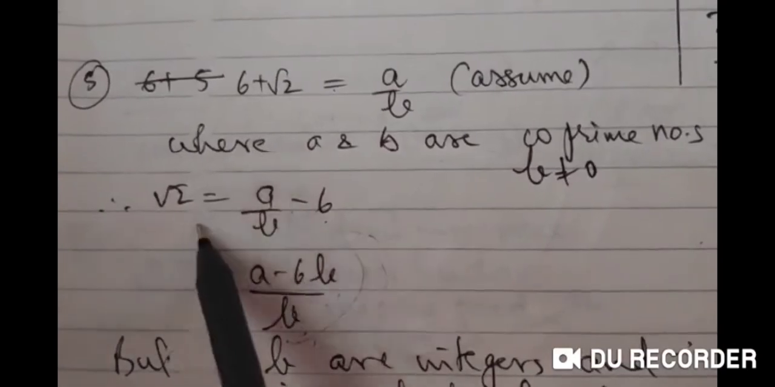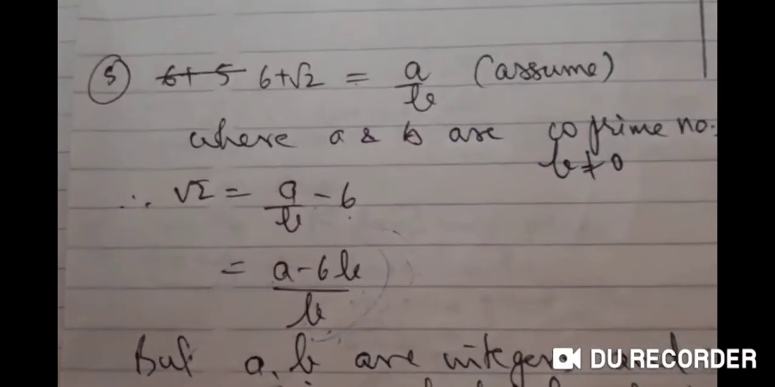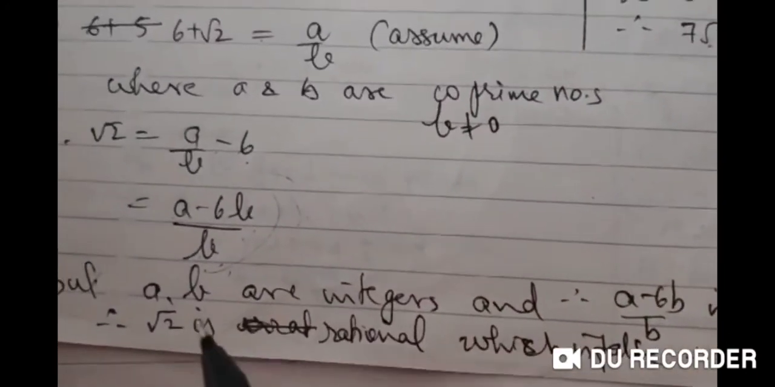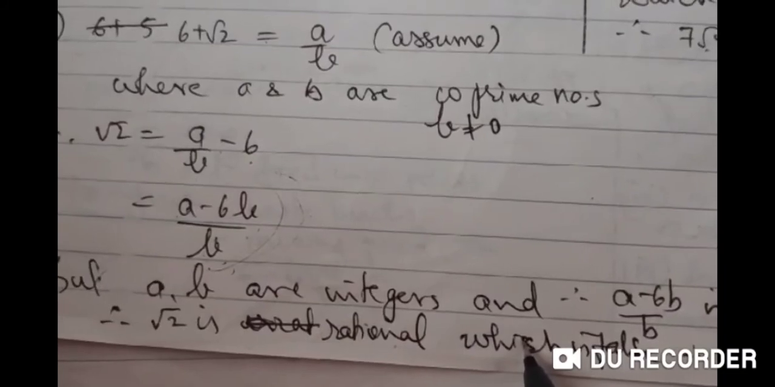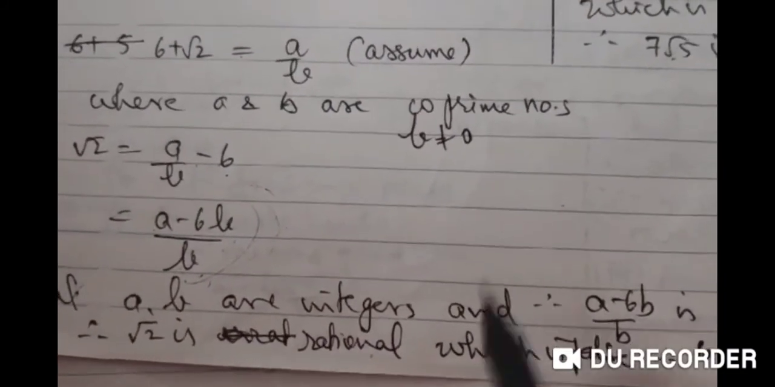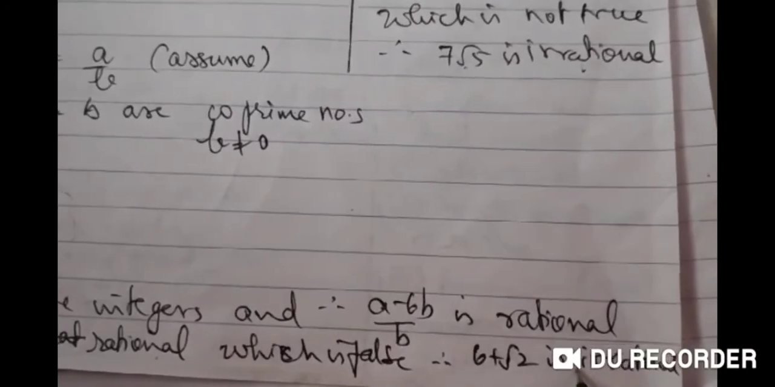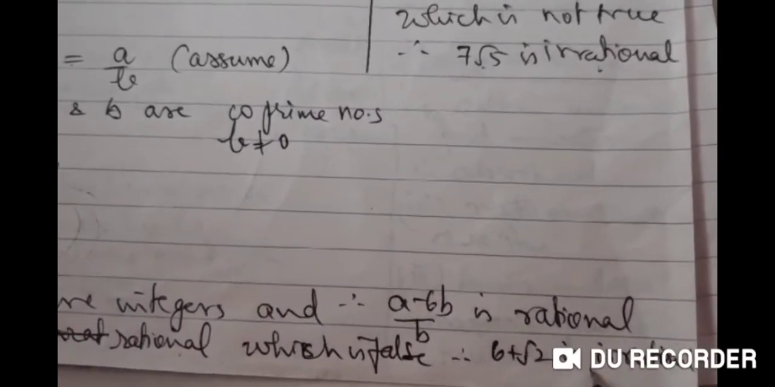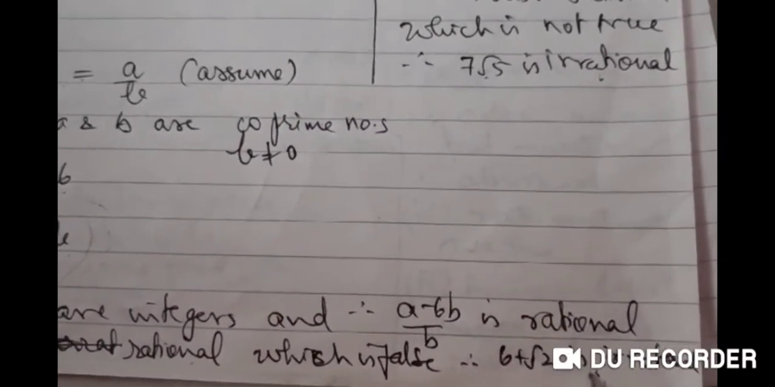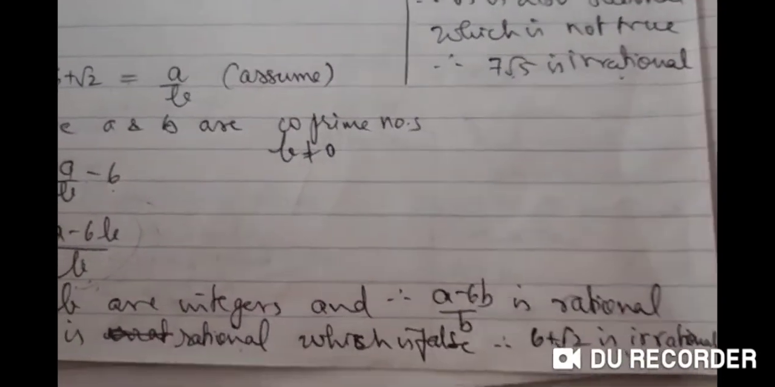But this is equal to root 2, that means root 2 will also be rational, which is a false statement. The statement that root 2 is rational will be false, because the theorem says that the square root of a prime is irrational. Therefore your assumption that 6 plus root 2 is rational is false. So 6 plus root 2 will be irrational. Did you understand this entire exercise? So this is how you solve the prove-that sums of exercise 1.3.